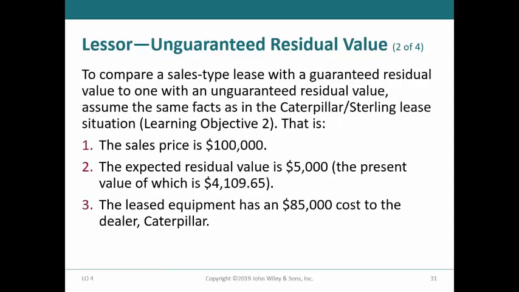Now we're going to look at the difference in the recording of the sales and cost of goods sold for the Sterling Caterpillar example when there is a guaranteed and an unguaranteed residual value to see the difference. Just to refresh your memory, the sales price of the backhoe was $100,000. The present value of the $5,000 residual value was $4,109.65, and the cost of the backhoe was $85,000.